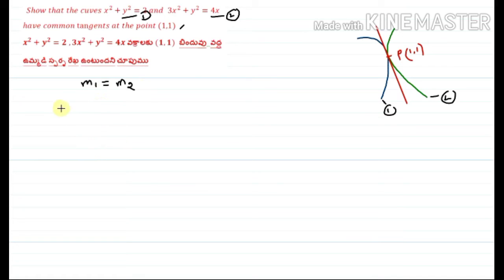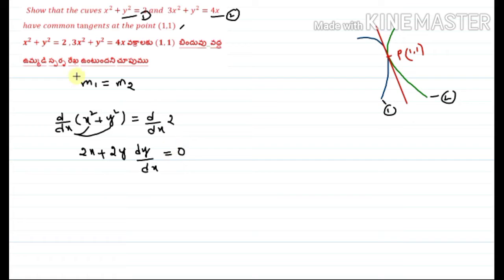So for that, differentiate 1 with respect to x both sides. Differentiate 1 with respect to x both sides. So d by dx of x square plus y square is equal to d by dx of 2. Again, x square derivative is 2x plus y square derivative is 2y into dy by dx.